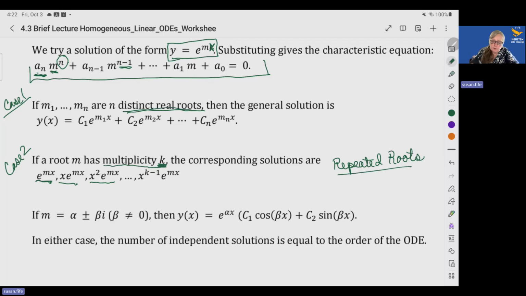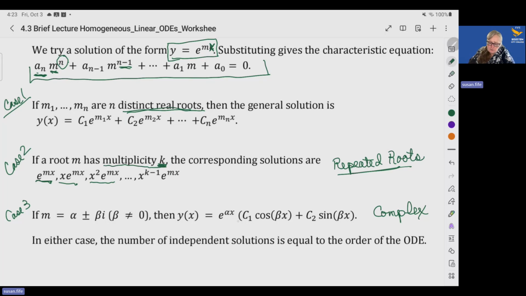So we have distinct real roots, we have repeated roots, and then case 3, complex roots. Now we know that if we have a quadratic equation, we can have complex roots. So we could have something in the form of m equals alpha plus or minus beta i, where beta is not equal to 0. If beta is equal to 0, then you have a real root, m equals alpha.